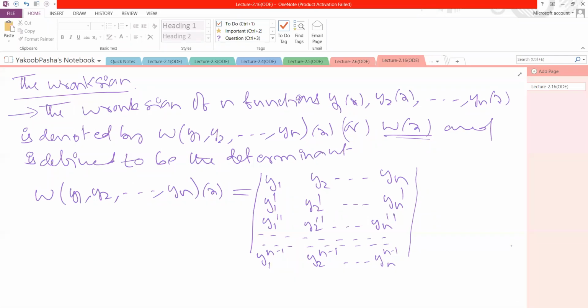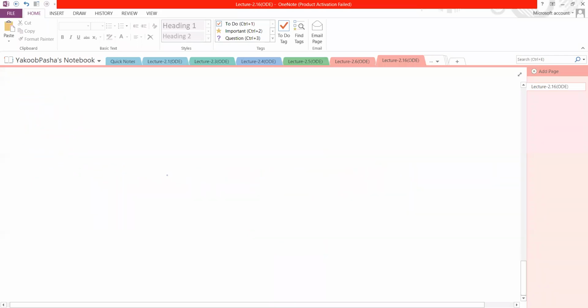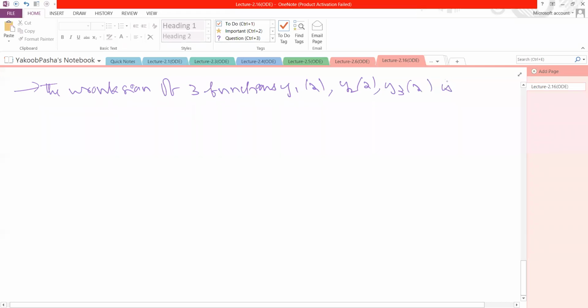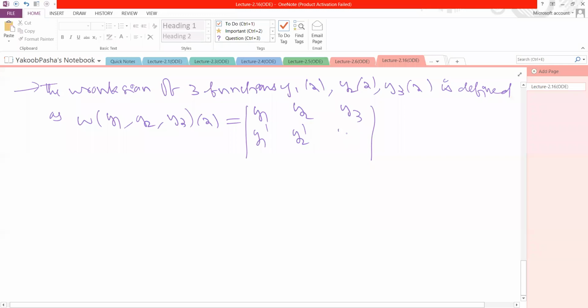Now, if we take 3 functions in place of n functions, the Wronskian of 3 functions y1 of x, y2 of x, y3 of x is defined, simply written as W of y1, y2, y3 of x, as the determinant: first write the solutions y1, y2, y3, then the first order derivatives y1 dash, y2 dash, y3 dash, and the second order derivatives y1 double dash, y2 double dash, y3 double dash. This is the Wronskian of 3 solutions.